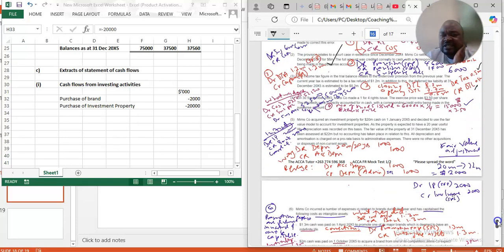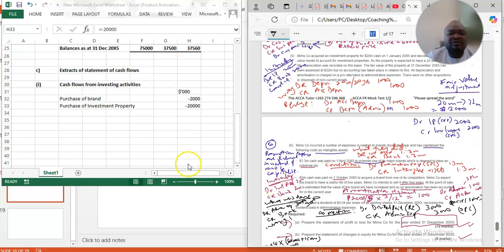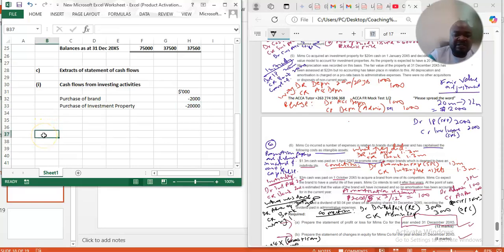Because of time, you can jump over to the second part of the question that talks of cash flows from financing activities.